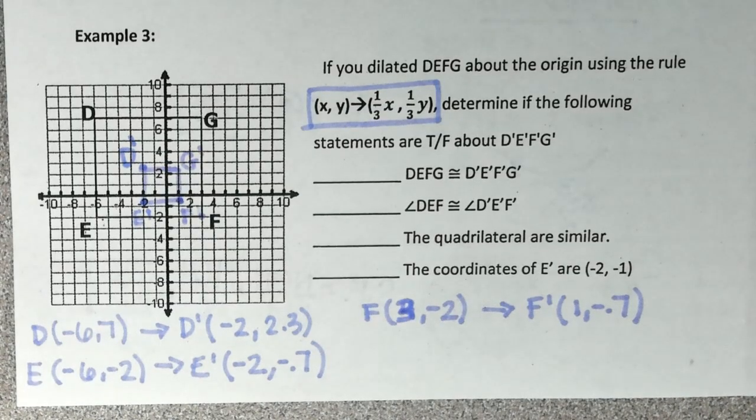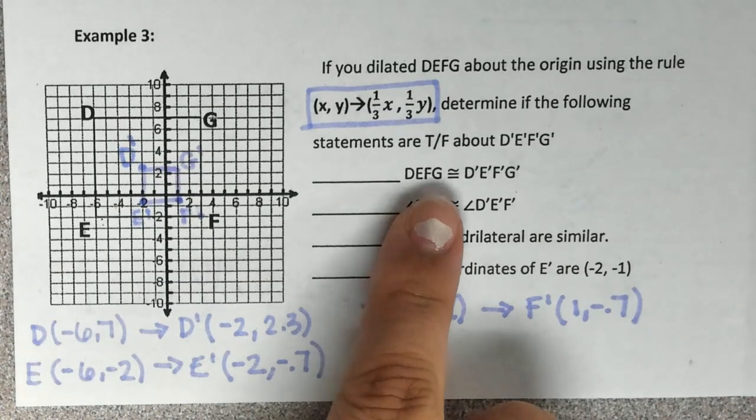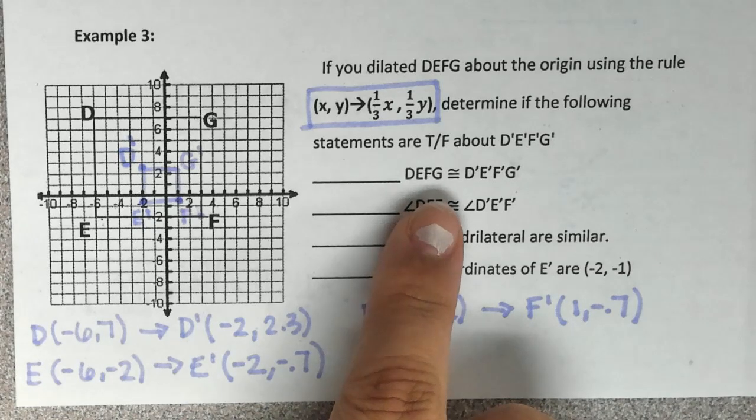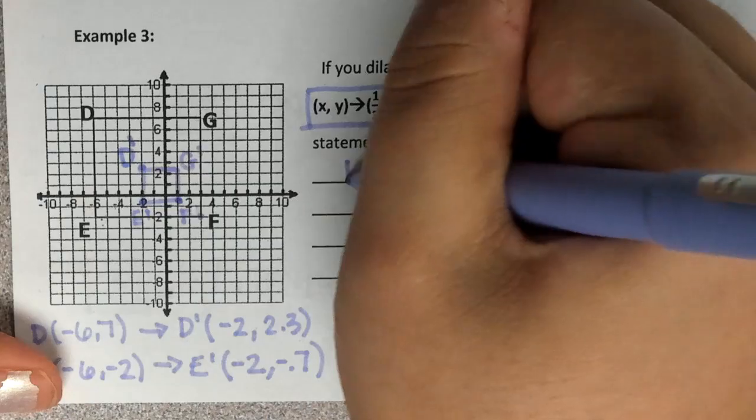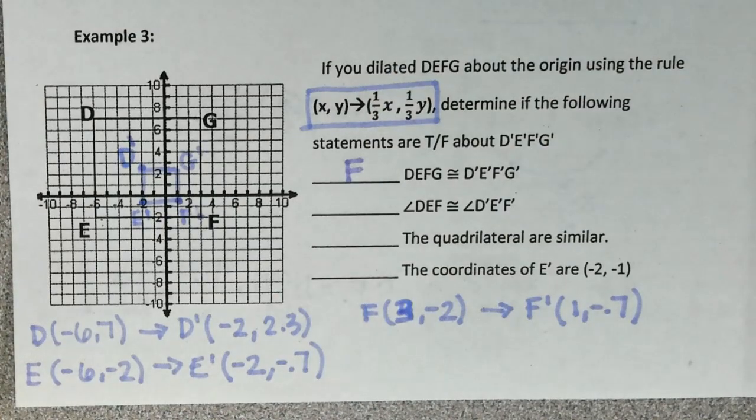Now we're going to answer true, false. Is D, E, F, G congruent to D prime, E prime, F prime, G prime? Are they the same shape? Are they the same size? No.